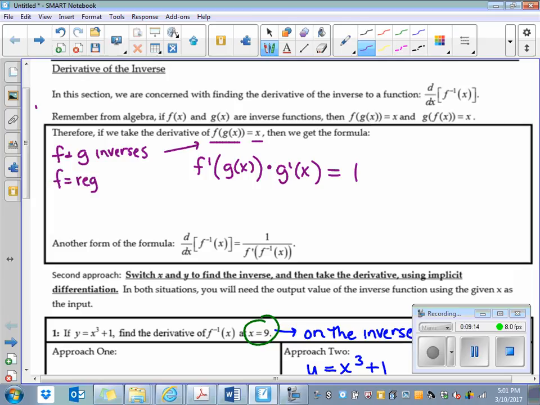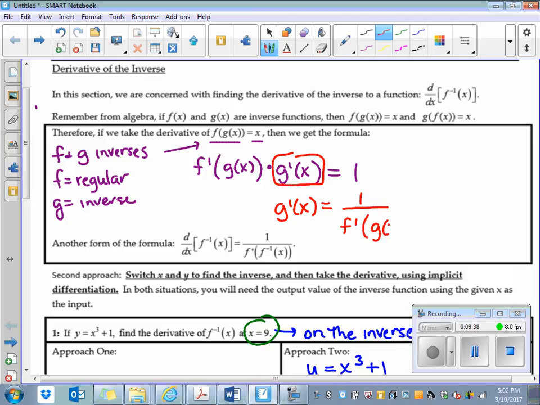Now, officially in this case, we're going to let f count for the regular or original function, and g count as my inverse. So that means g prime of x is the derivative of the inverse. If I solve for that, g prime of x is equal to 1 over f prime of g of x. That's 1 over f prime at y from the inverse. The derivative of the inverse is always going to come out to be 1 over the derivative of the original, but with y plugged in from the inverse.